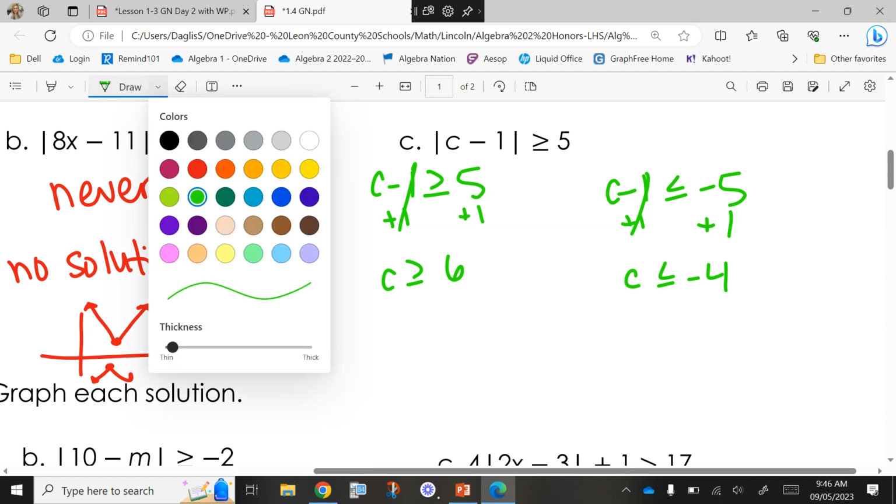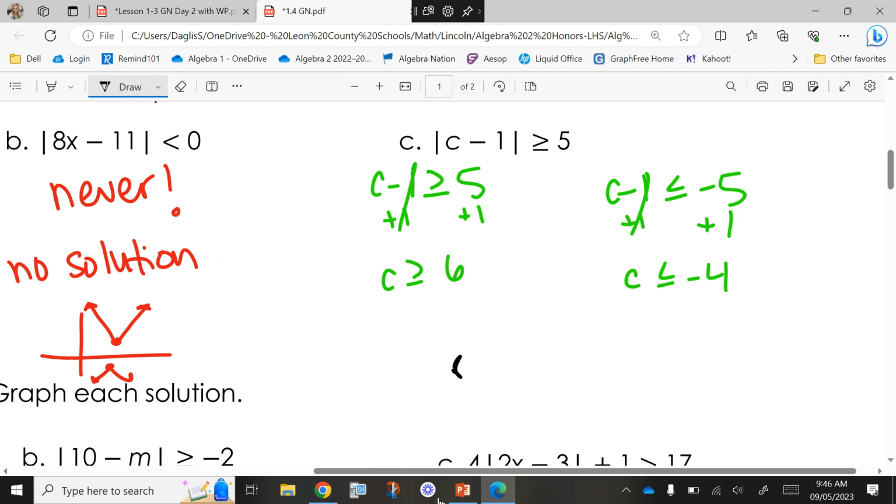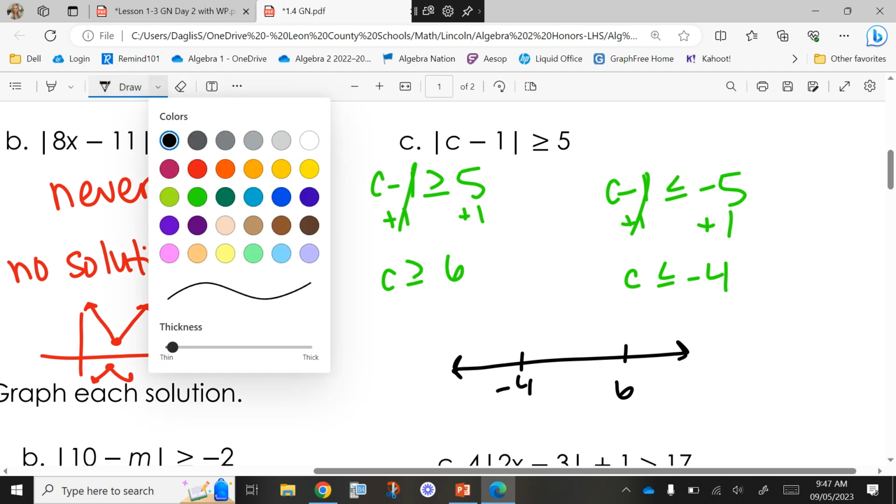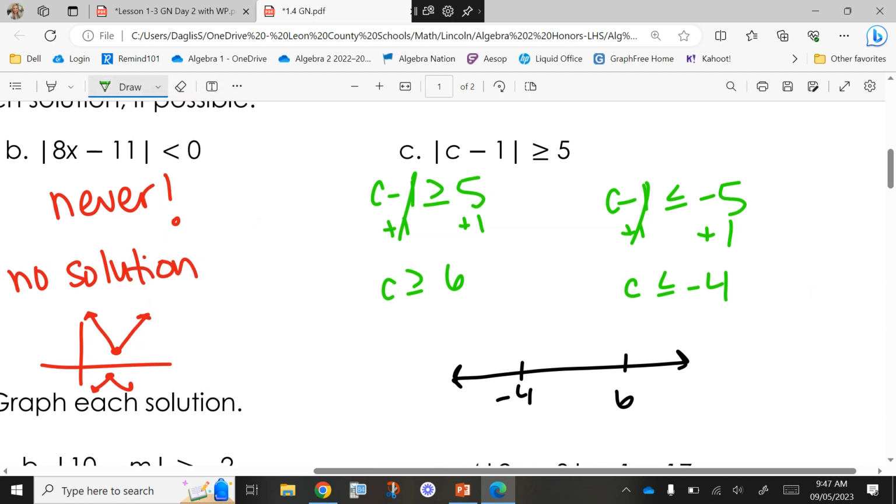So let's number line this. What are my 2 numbers that I care about labeling? Which one am I going to label first? Will they have closed or open dots? They will be closed this time.